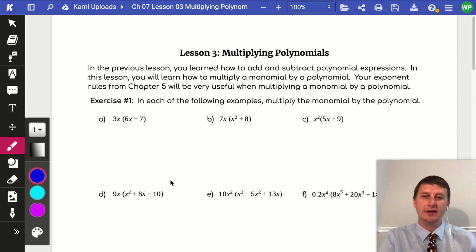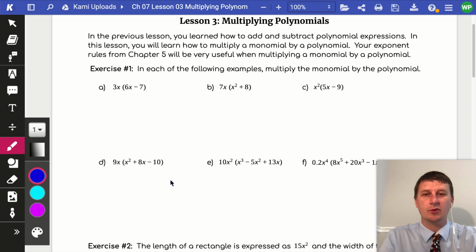In this lesson, we're going to take a look at the very beginning of multiplying polynomials. In the previous lesson, you learned how to add and subtract polynomial expressions. In this lesson, you will learn how to multiply a monomial, remember that's a one-term expression, by a polynomial, a two or more term expression. Your exponent rules from chapter 5 will be very useful when multiplying a monomial by a polynomial. Let's see what we mean by that.